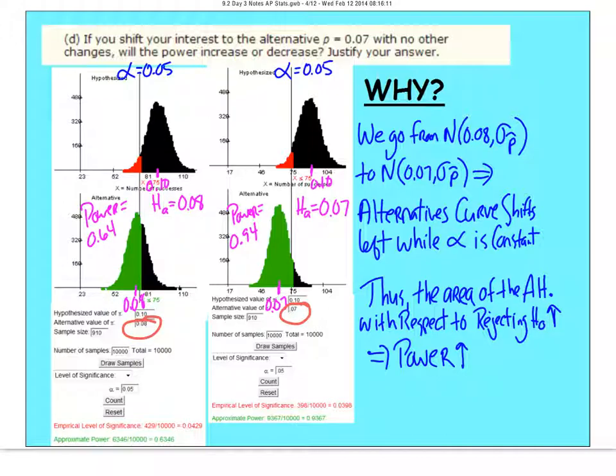So let's take this entire curve and move it to the left. Well, if you shift this to the left, you're going to end up getting more green in this region because this black will get covered up with the green power, and you're going to see that your power will actually increase.